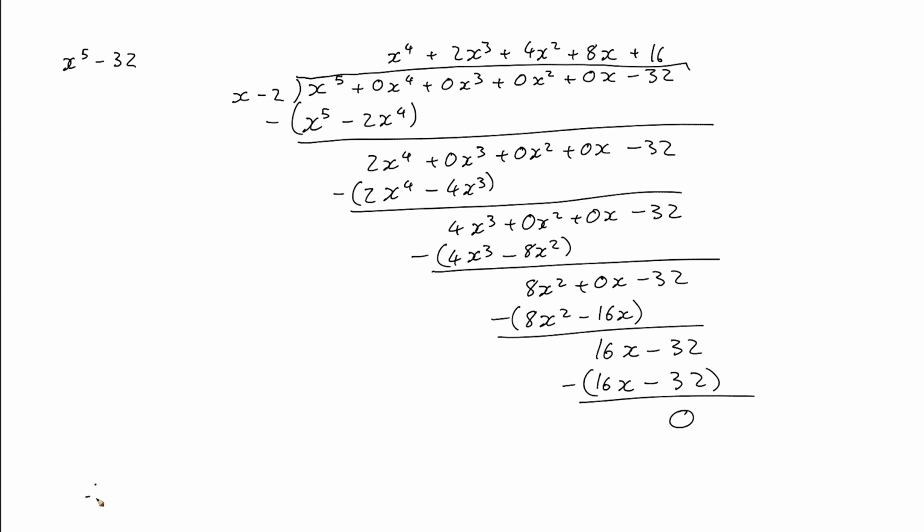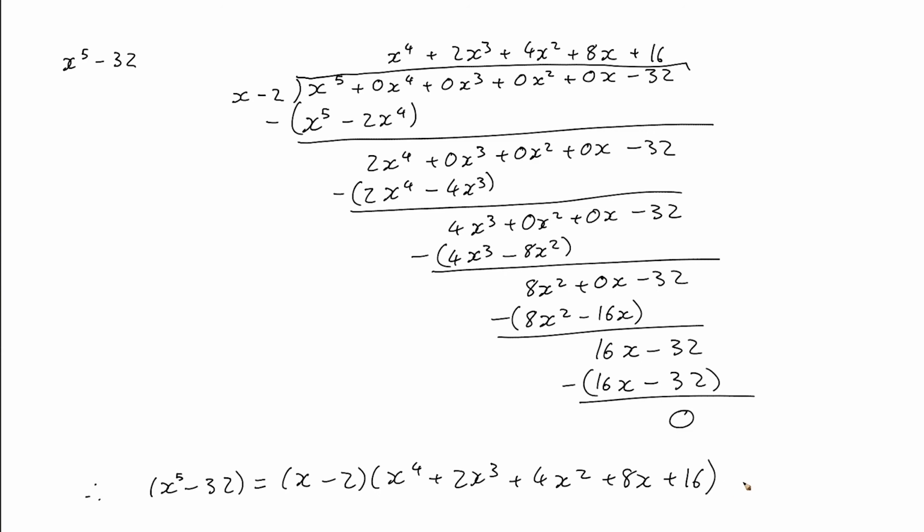Okay, so what have we shown after all that? Well, we've shown that x to the power of 5 minus 32 can be written as the product of x minus 2 times x to the power of 4, 2x cubed, 4 times x squared, 8x, and then finally a 16. And of course there's 0 remainder as well. So there we are. We've done it. We've expressed x to the power of 5 minus 32 as a product of two polynomials.